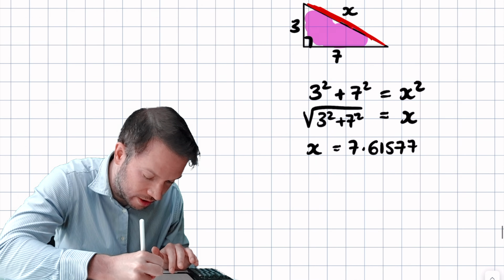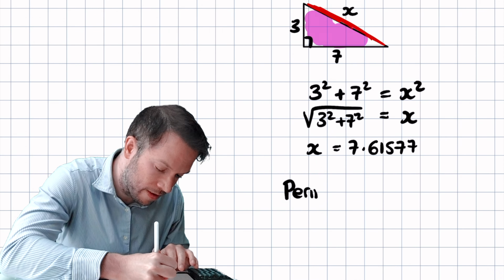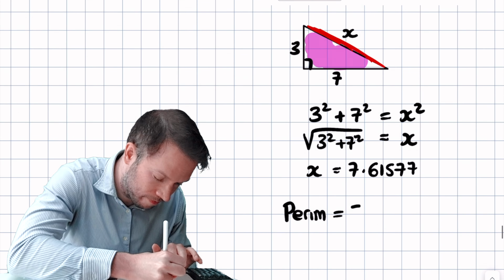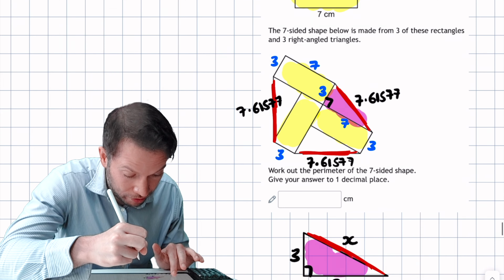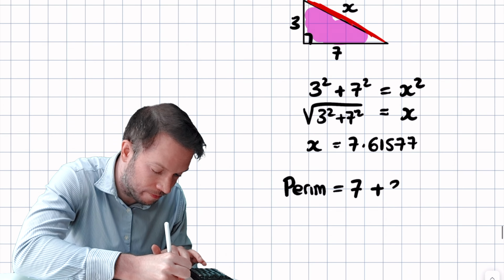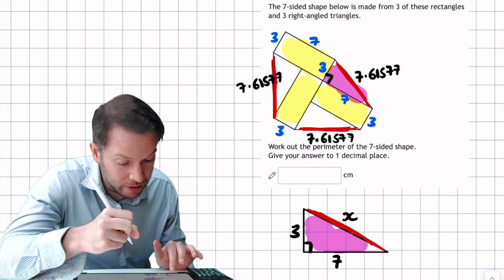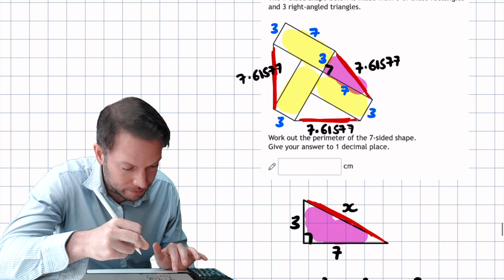So the total perimeter is we've got 1 7. And how many 3s have we got? We've got 3 3s, 3 times 3. And we've also got how many lots of 7.61577? We've got 3 lots of that.